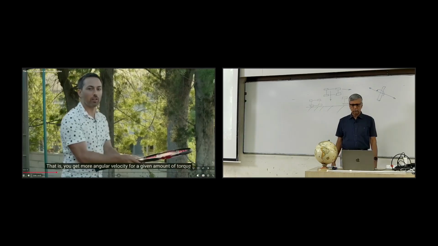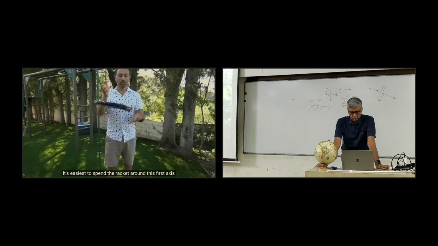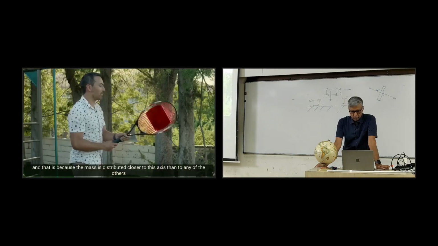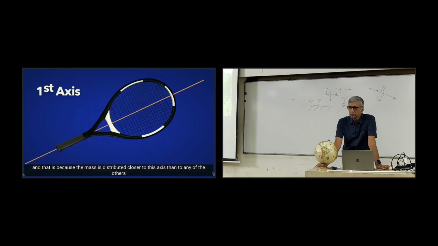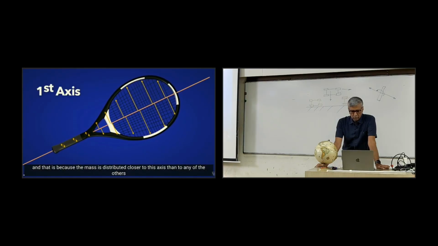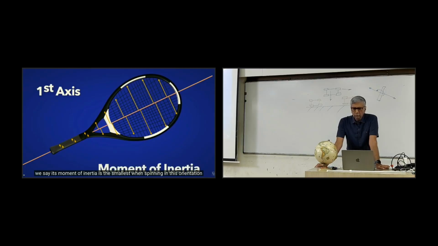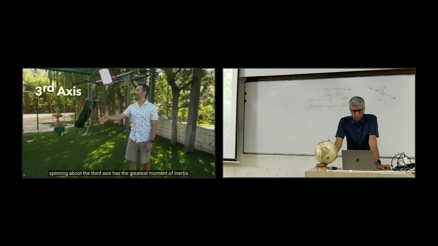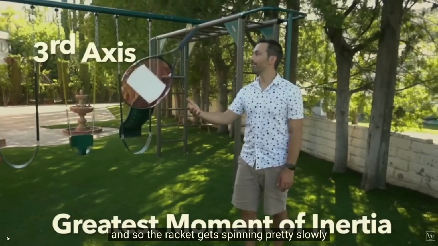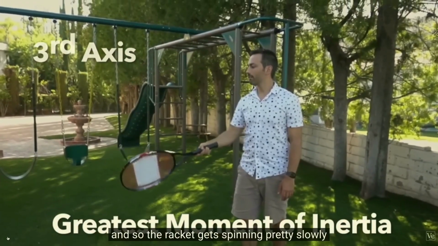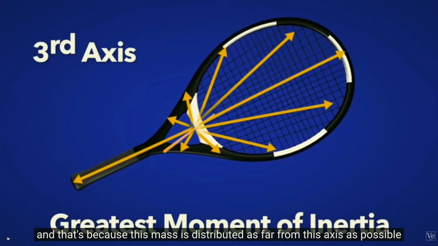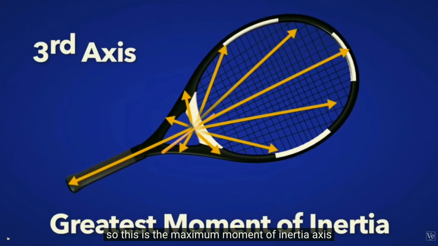It's easiest to spin the racket around this first axis. It gets going really fast, and that is because the mass is distributed closer to this axis than to any of the others. We say its moment of inertia is the smallest when spinning in this orientation. Spinning about the third axis has the greatest moment of inertia, and so the racket gets spinning pretty slowly. And that's because the mass is distributed as far from this axis as possible. So this is the maximum moment of inertia axis.